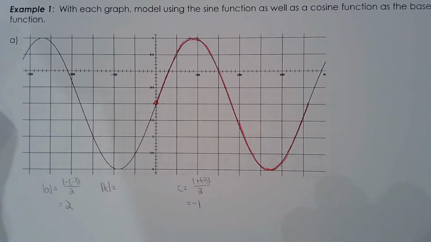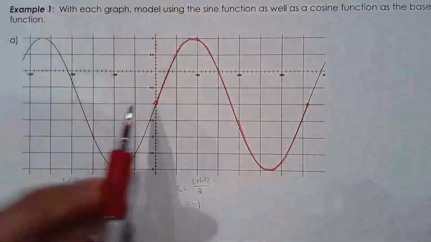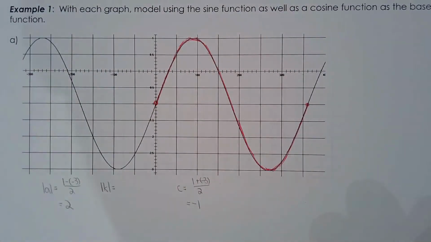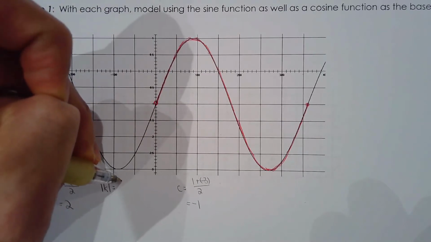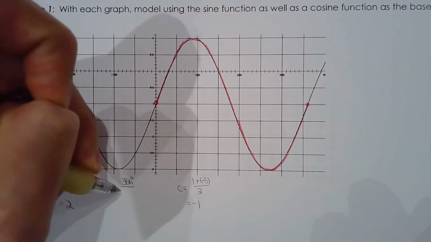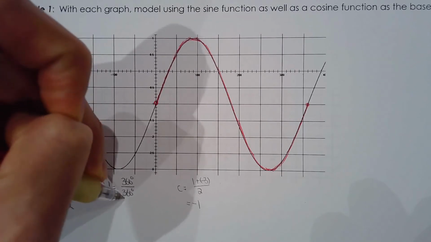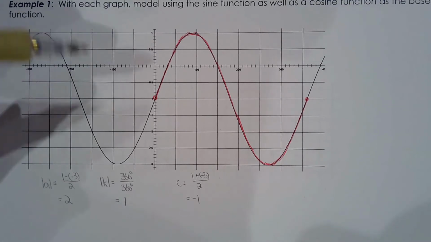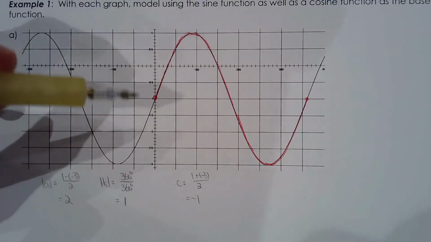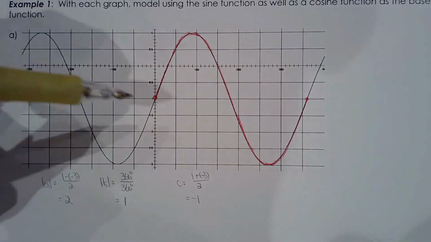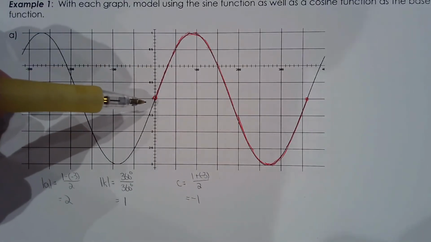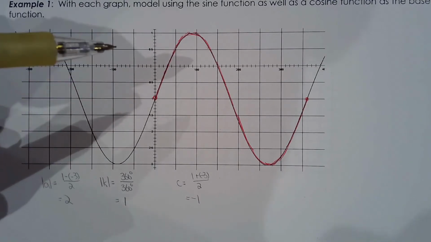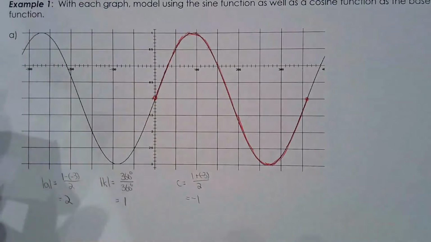What about K? Well, for K, I really want the period. The period is 360 degrees. So the magnitude of K is 1. There's no horizontal stretch or compression. All right. So if you visualize this as a sine function, then you can say that the D value is 0.